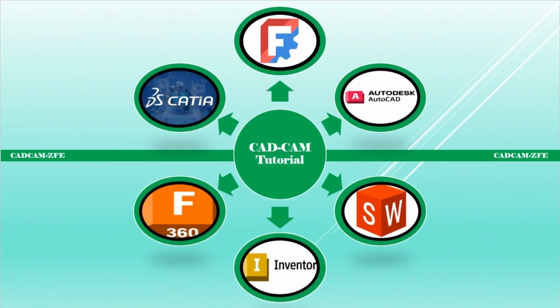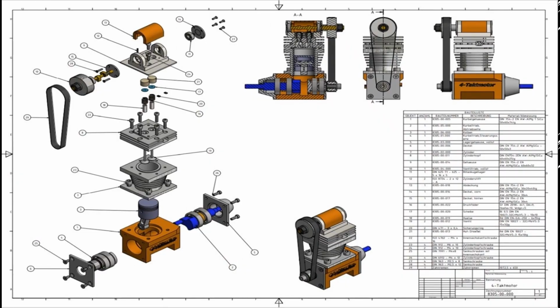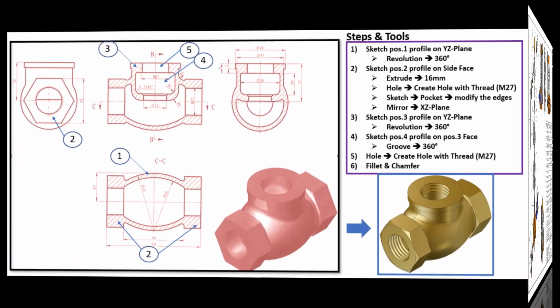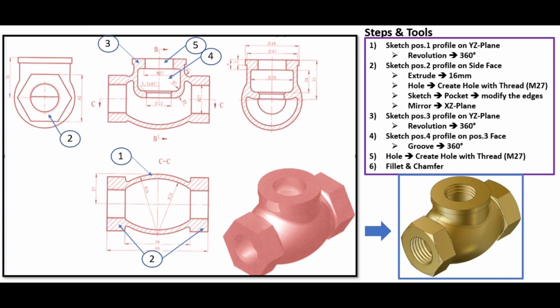In this tutorial, you learn, in addition to the FreeCAD sketching, also about the application of FreeCAD tools like Extrude, Revolution, Pocket, Hole, Groove, Mirror, Chamfer, and Fillet. This is the exercise for today: we need to convert this 2D drawing into a 3D solid part. As you know, there are several ways or steps to create this 3D solid part. Here you find the steps and the tools that I used to create this 3D solid part.